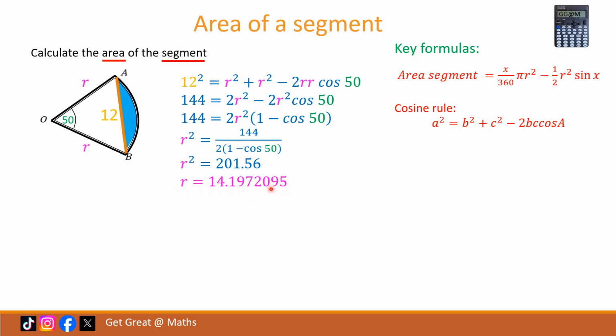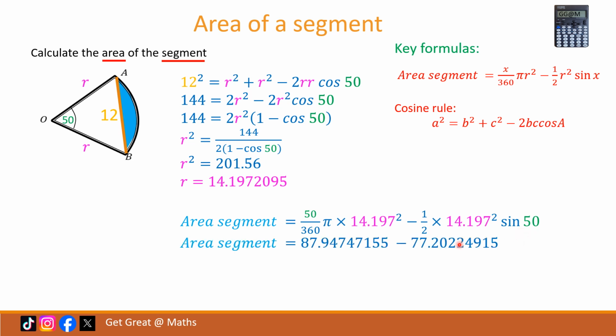Now we know the value of r, we can use my formula for the area of a segment. So my area of the segment is the angle, which is 50, divided by 360, times the formula for the area of a circle, which is pi times the radius, which is 14.197. Remember, you'll use the whole of these digits along here, squared. Take away the area of a triangle, which is a half, times the radius, which is 14.197, squared, times sine 50.